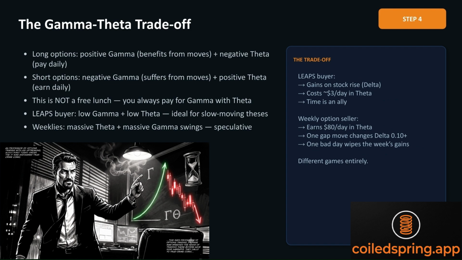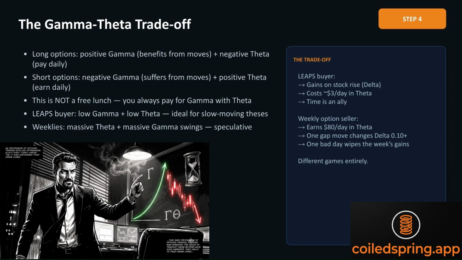Every time you buy an option, you're making a deal with the market. And like all deals, it has two sides. You get something and you give something up. Understanding this trade-off is not optional. It's fundamental to understanding why options behave the way they do. Here's the deal. When you buy an option, you get positive gamma and you pay negative theta.